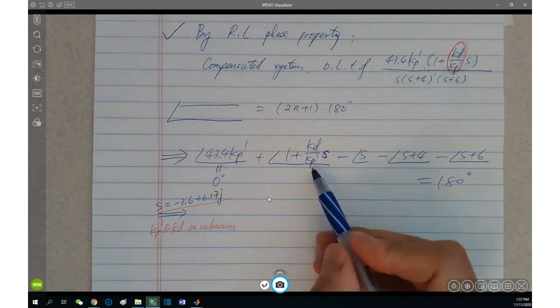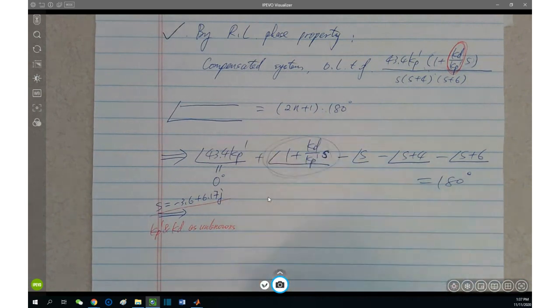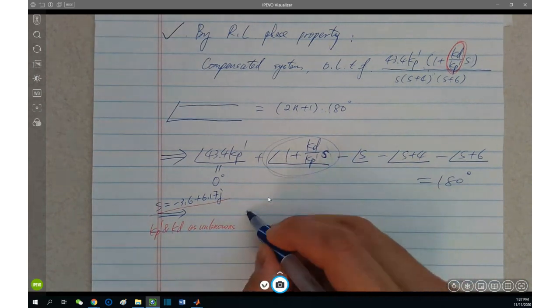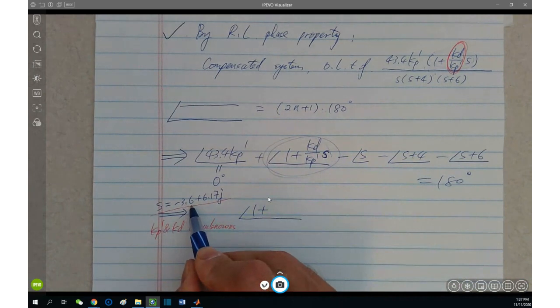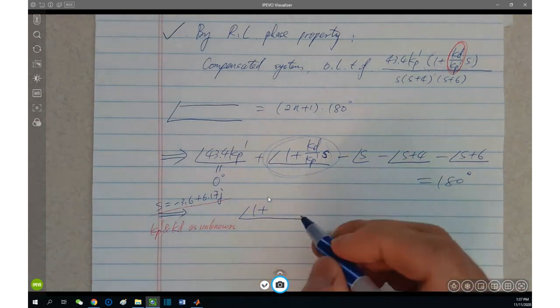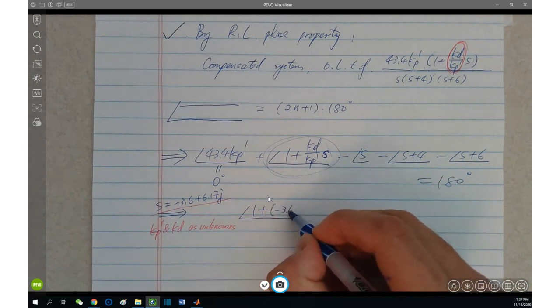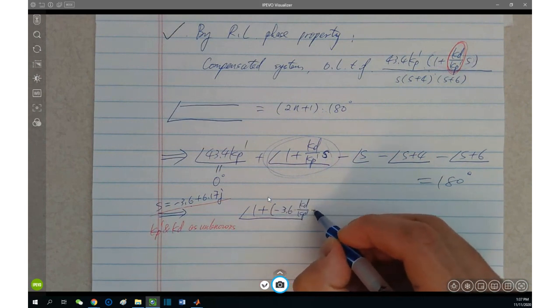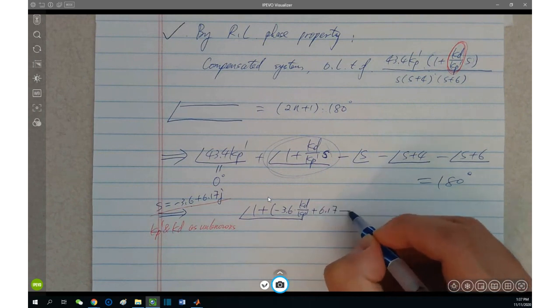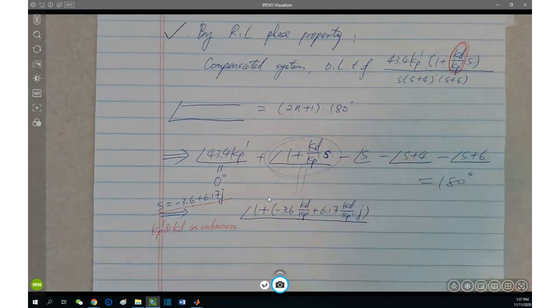And then what's next is, what's the angle of this guy, just this guy? What we have here is basically 1 plus KD over KP prime times this guy. Times this guy, what do we have? 3.6 times KD over KP prime plus 6.17 KD over KP prime j, right? Does this make sense? This term.